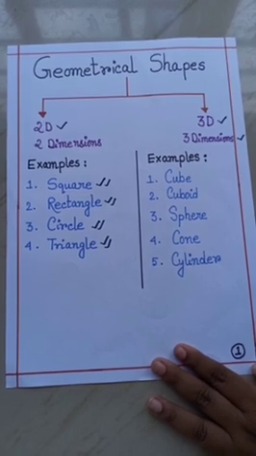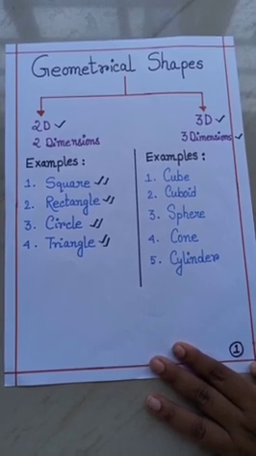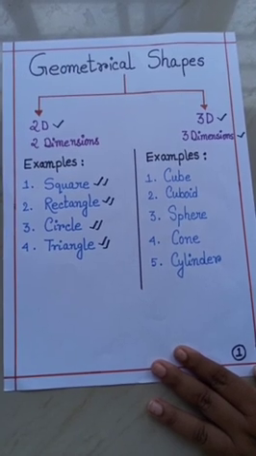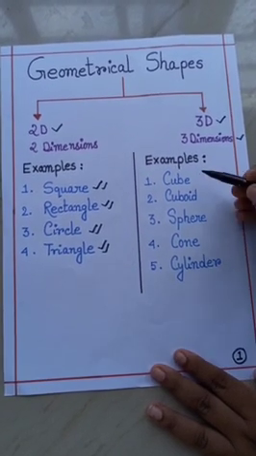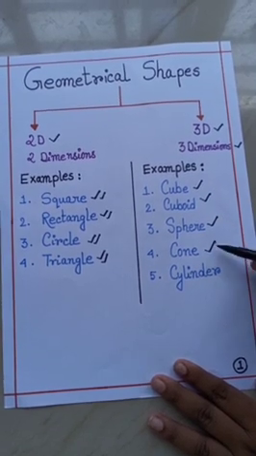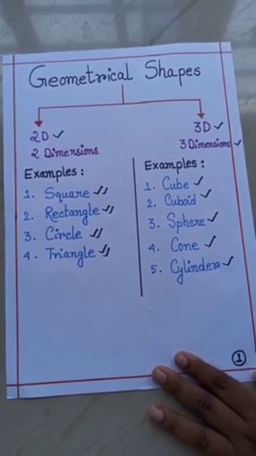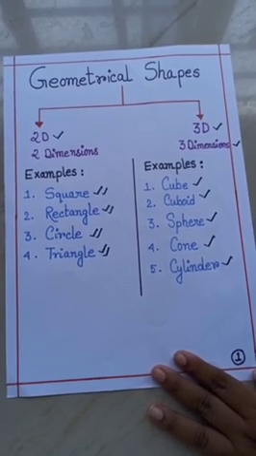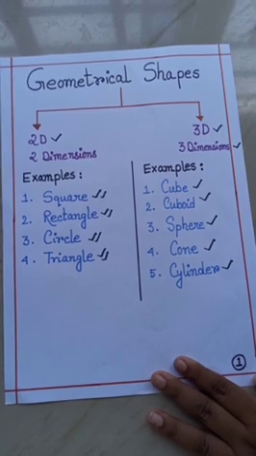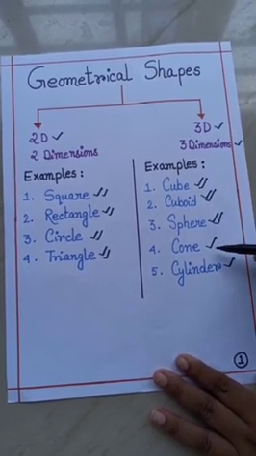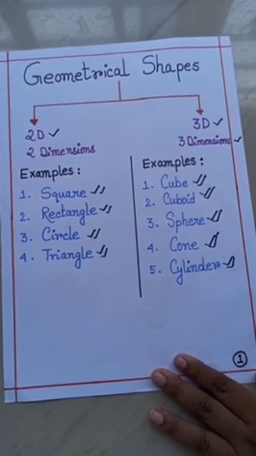And there are some 3D shapes that we can see in our day-to-day lives. What are those 3D shapes? Cube, cuboid, sphere, cone, cylinder. So again I am telling, the 3D shapes that we can see in our day-to-day lives are cube, cuboid, sphere, cone and cylinder.